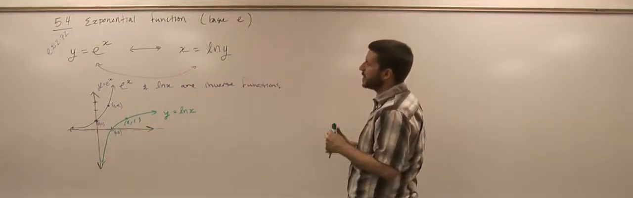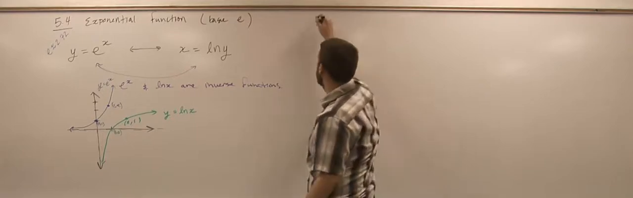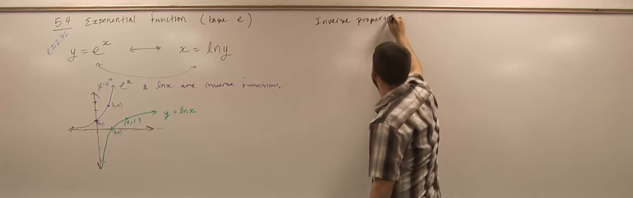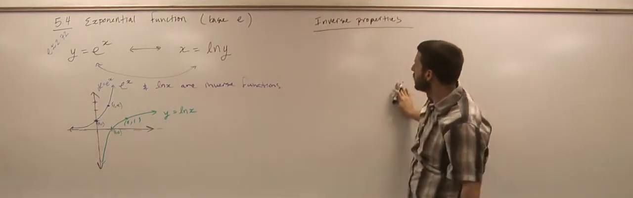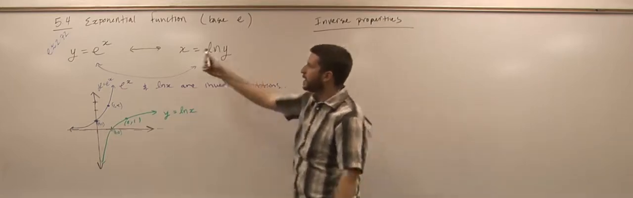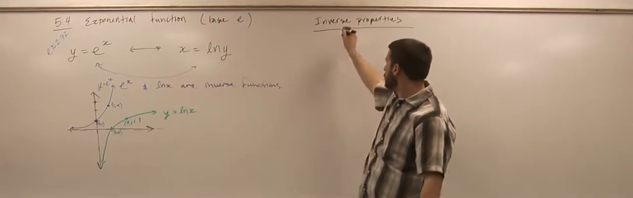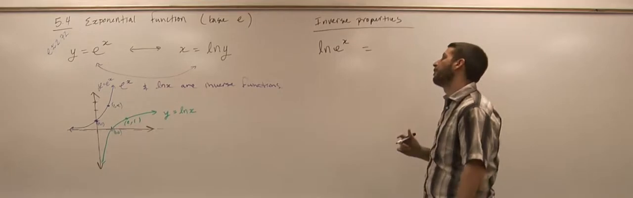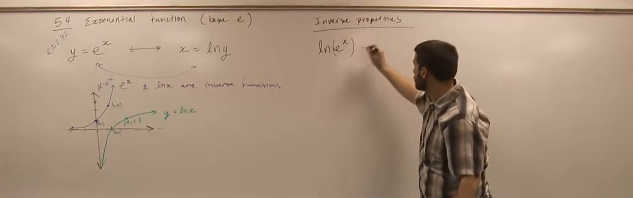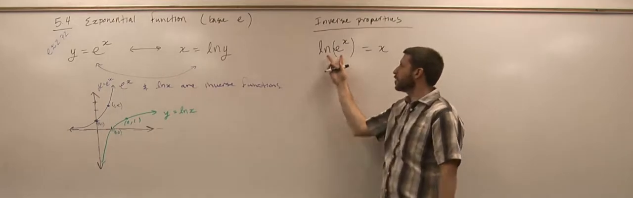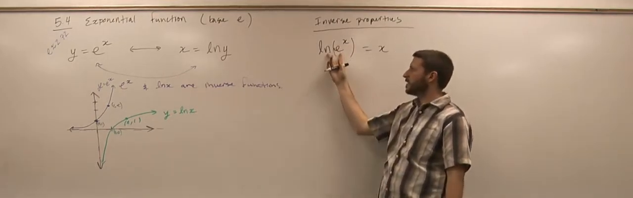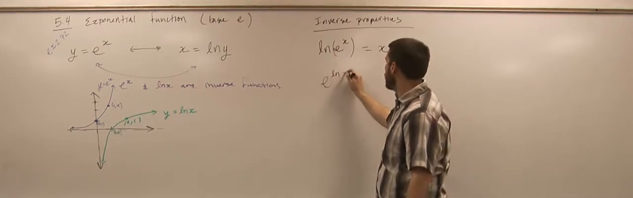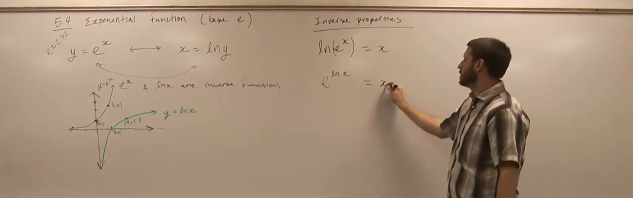The other thing you're going to need to know is the inverse properties. I'll do some examples after this, but inverse properties about how ln and e fight. If you have natural log of e to the x, what should that equal? x. That's how inverse functions work. The whole point of an inverse function is that it gets rid of the other function. And it goes the other way too. If you have e to the ln of x, you get back what you started with.